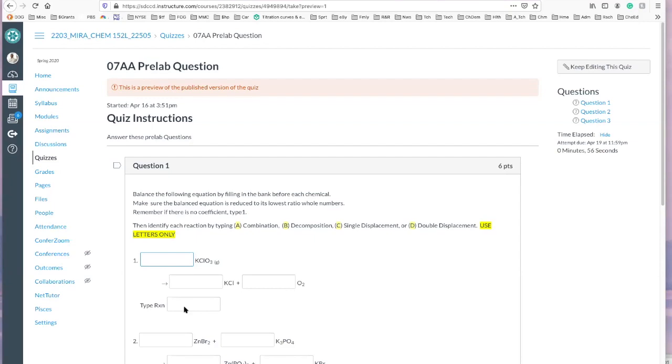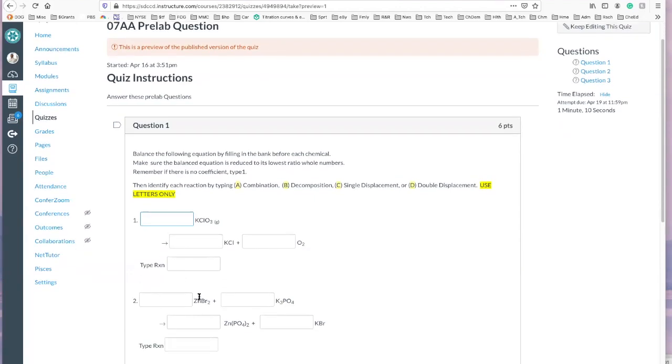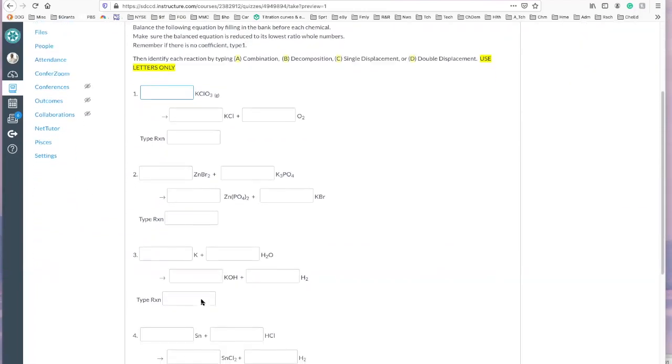And then the reaction type. You want to use these letters, A, B, C, or D. Don't type it out. It's going to mark you wrong. Okay, so please follow the directions. This is your first reaction. This is your second reaction, and so on and so forth.